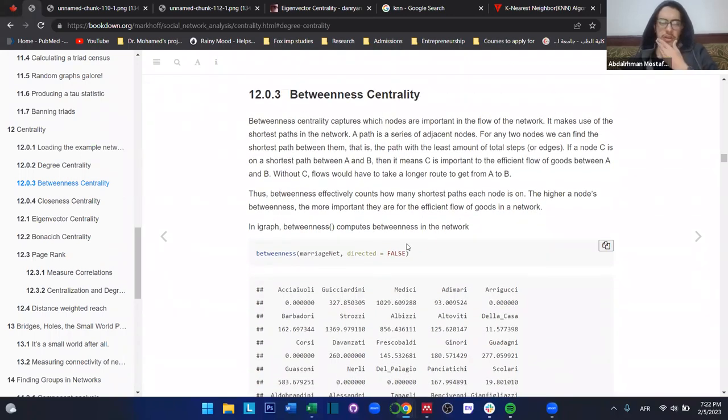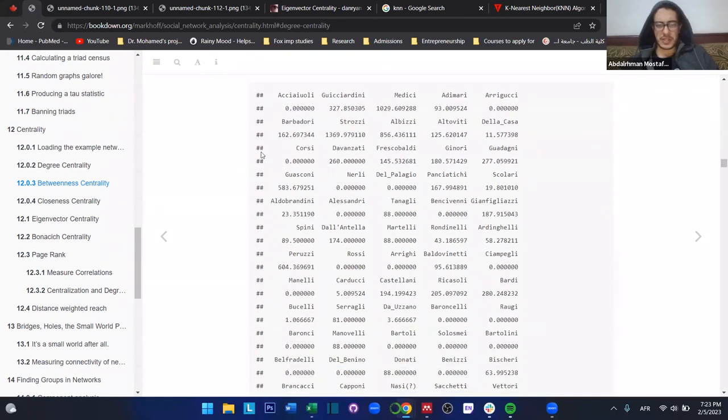So in the context of our example, it means that it's a family that can mediate a lot of the communications between the other families, right? Since its marriage relationships are more calculated and more distributed in a calculated way, in a sense, that they would be crucial to connect the periphery of the network. I hope that made sense.